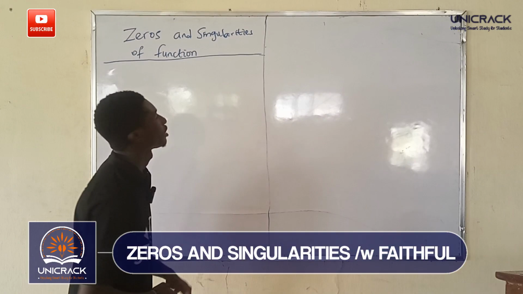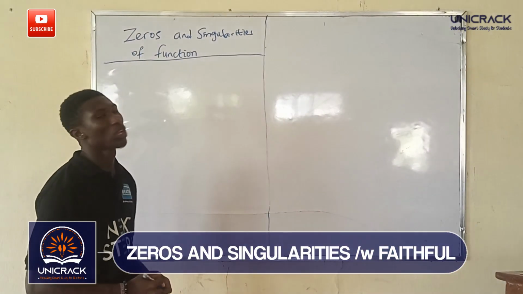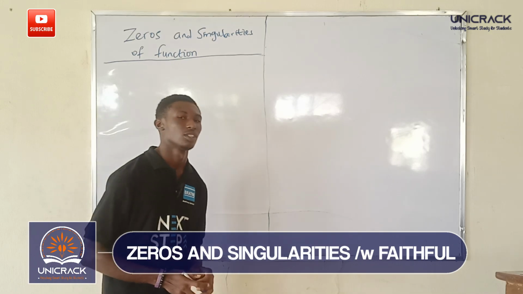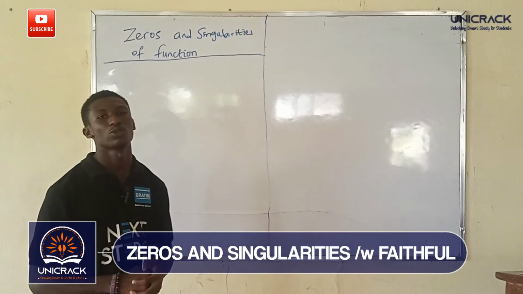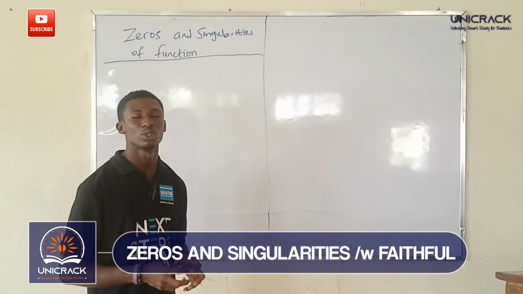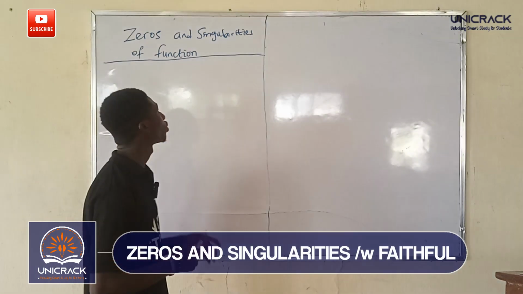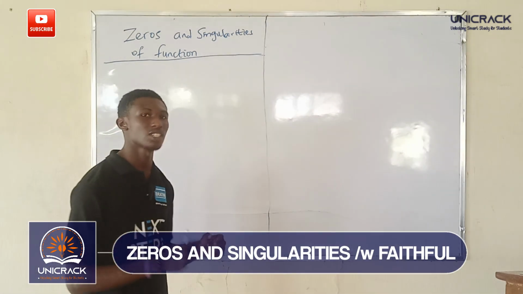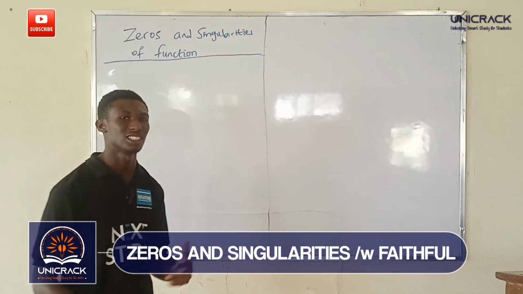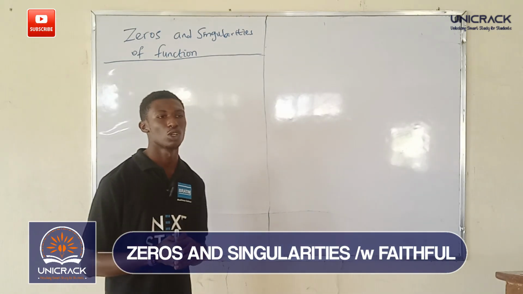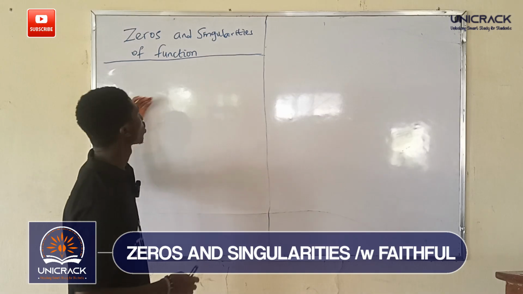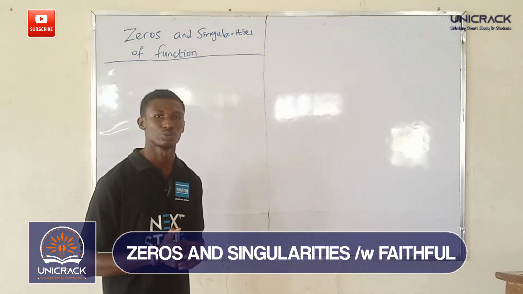And today we'll be looking at the zeros and the singularities of a function. Now, the zeros and singularities of a function literally mean the same thing, but there is a very slight variation between them. So stick to the end of this video to understand what the difference is between the zeros of a function and the singularities of a function. But before we move, let us look at the zeros of a function.